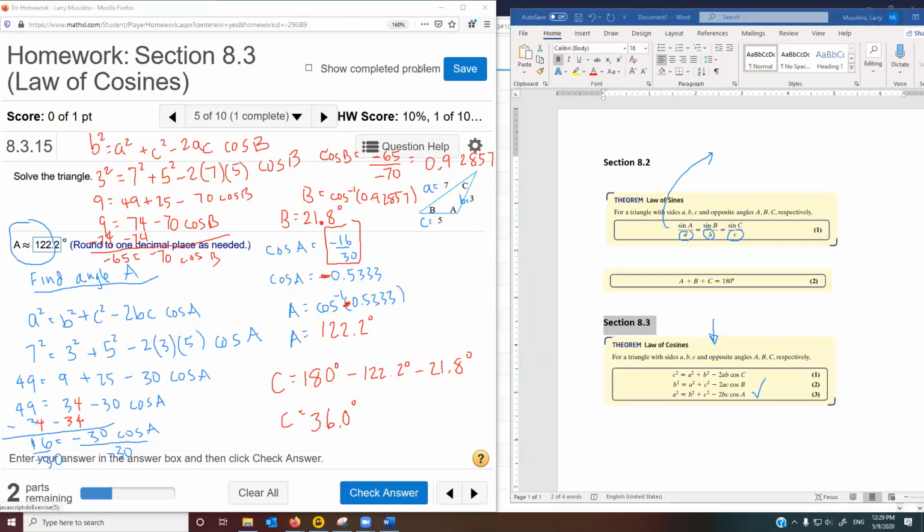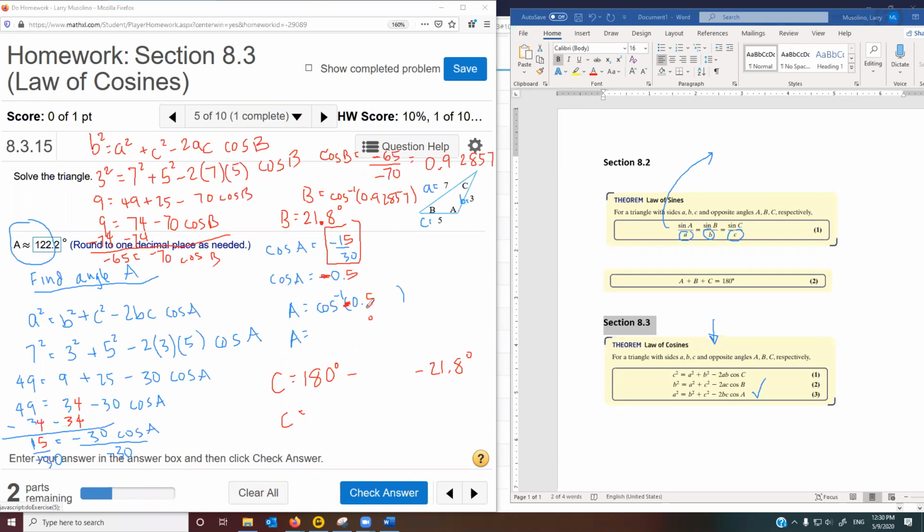So then this should have been a 15 here. That's going to change this angle. So bear with me one second here. We'll fix this. And so this should have been 15 over negative 30. So this is going to be negative 0.5.